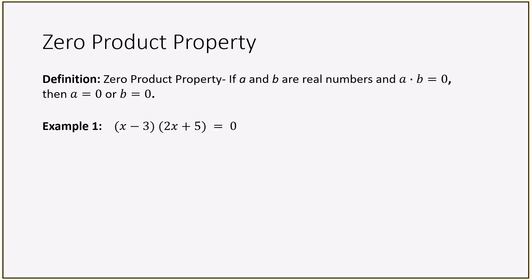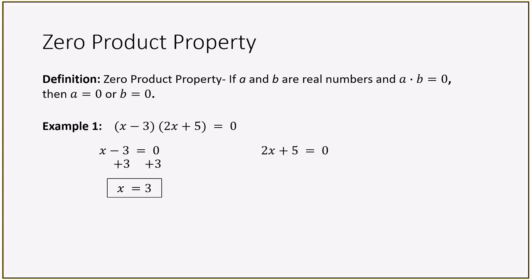So in this question, we have something that's already been factored. We have x minus 3 times 2x plus 5 is equal to 0. And now I can use the zero product property to set each part equal to 0 to solve for x. So set the first factor, x minus 3, equal to 0. Pretty easy to solve that guy. I add 3 to both sides and I get the result that x is equal to 3.